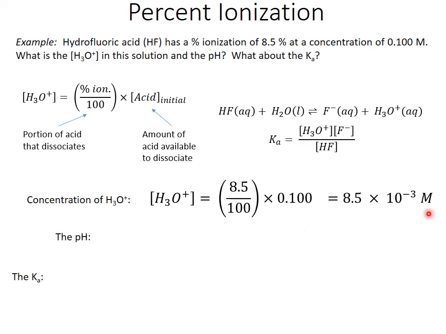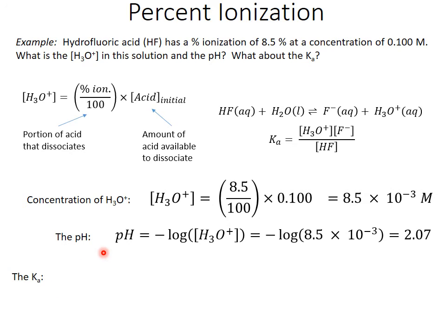Now we can take this equilibrium molarity of hydronium and use it to calculate pH. All of you are, I'm sure, very familiar with this process by now. You just take the negative log of that hydronium concentration, so negative log of 8.5 times 10 to the minus third, and you get your pH, 2.07. So now that we have the equilibrium concentration of H3O+, we have all we need to get started on solving for K sub A. Let's take a look at how.